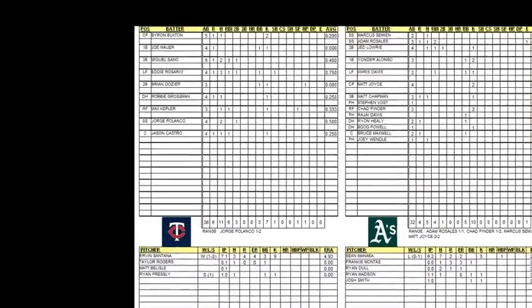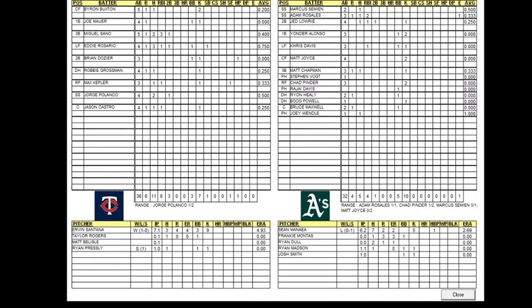6-4 Minnesota. The Athletics had a valiant attempt at a comeback. Who's your player of the game? Well, I think it's got to be Ervin Santana. 7 1/3 innings pitched. Only 3 hits allowed. But they went and scored 4, with 9 strikeouts. Ervin Santana, your player of the game.